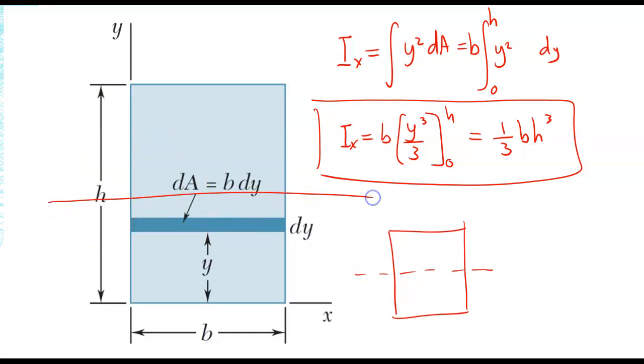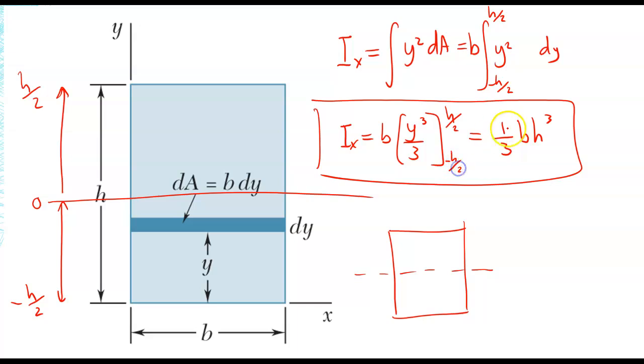If our axis was here, then we've got this distance here. So we're going to go from negative h over 2, if this was 0, and then this is going to be h over 2. Okay? So we would change those limits then. So that's going to be h over 2, negative h over 2. We'd have the same thing here. Say we change those limits, and then obviously this is going to be different.